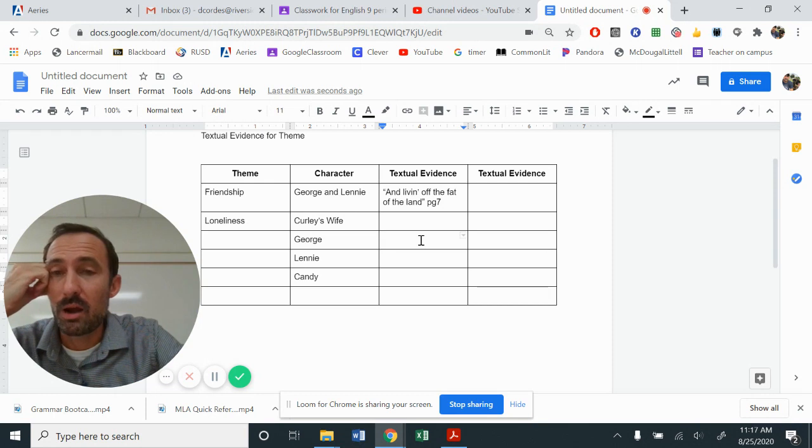So for George and Lenny, that might be a little bit more difficult. There is the part where George says, I could do whatever I want and go to a cat house and no one would ever bother me.